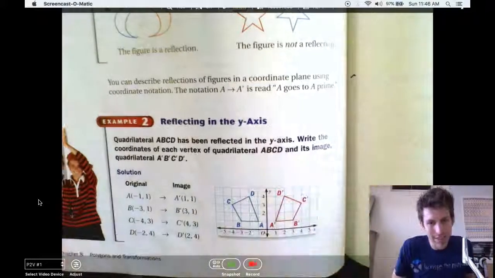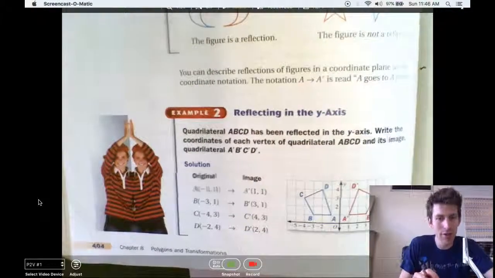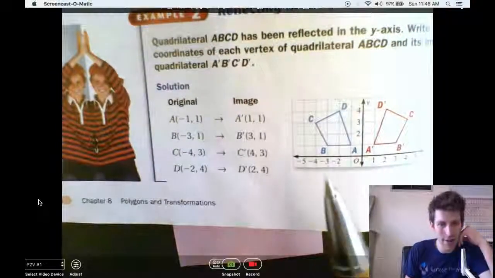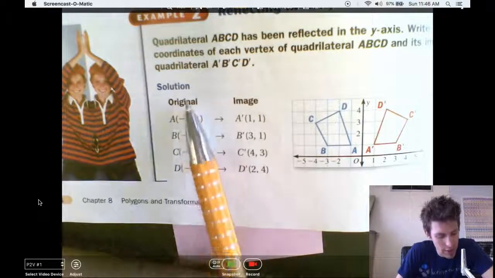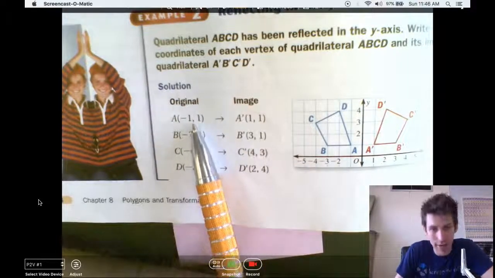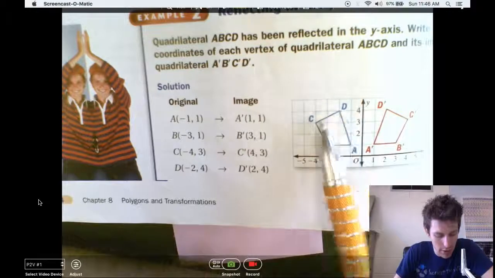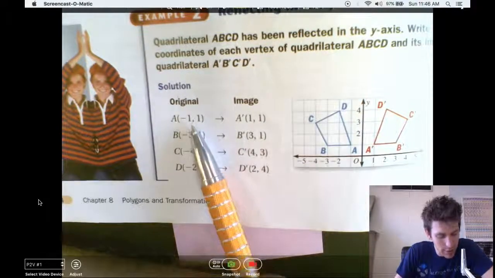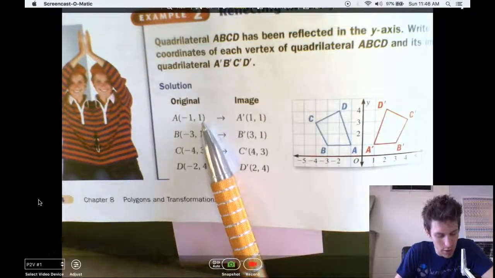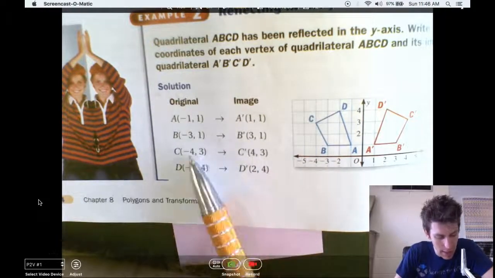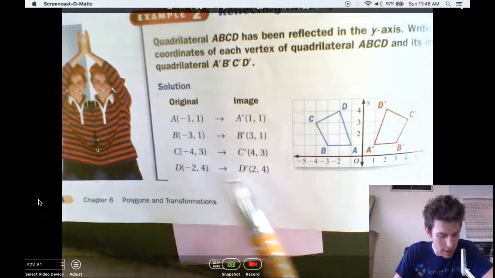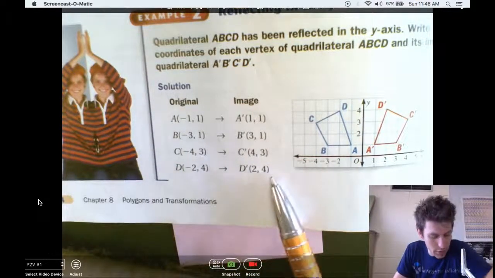Now, if you listen, there's a pattern here. I want you to look real closely. I'm going to zoom in. There's a pattern in these coordinates. Here's the original vertex. Remember, a vertex is a point on a polygon. The original vertex coordinates, -1, 1 becomes 1, 1. -3, 1 becomes 3, 1. -4, 3 becomes 4, 3. -2, 4 becomes 2, 4.